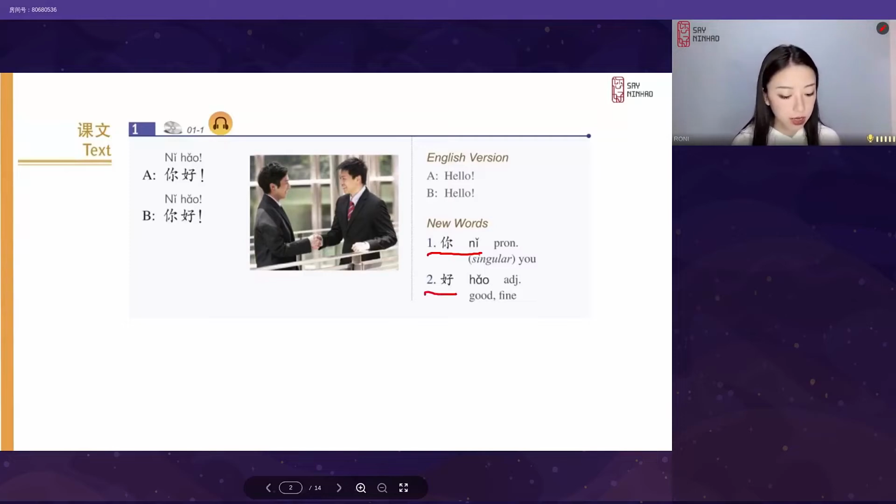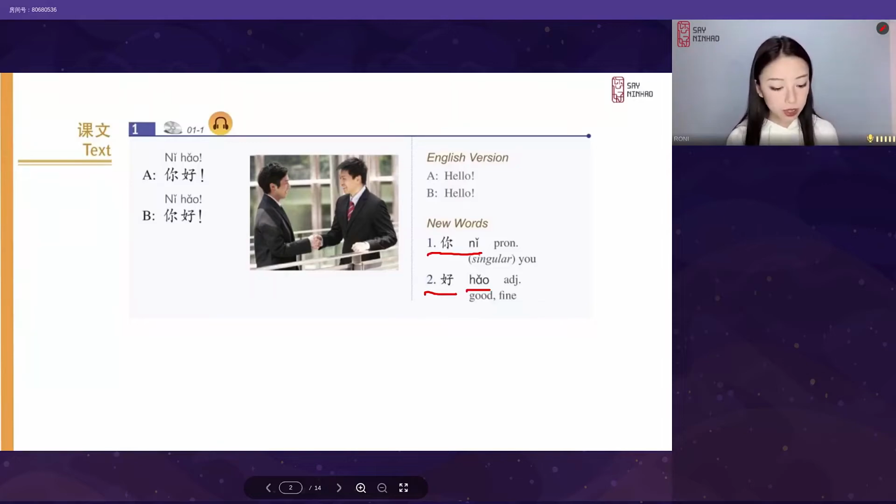Next new word is 喝熬好. The initial 喝, the final 熬, and the tone is third tone, so it is 喝熬好. Read after me, please. 好, 好. It means good, fine. Good, fine. So when we put these two characters together, we can get a hello, 你好.